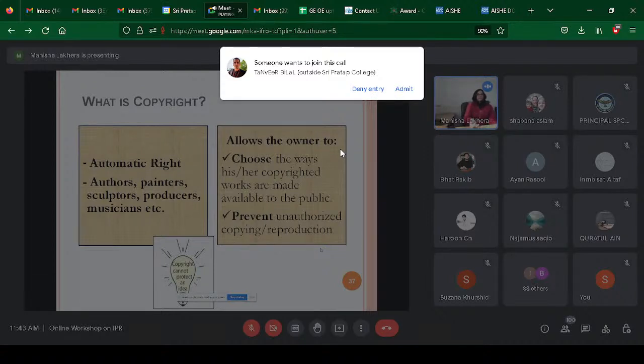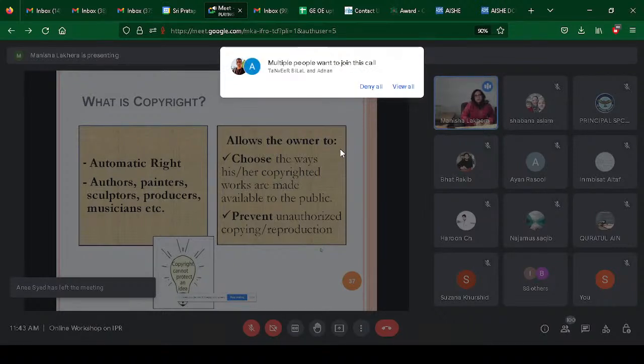Now authors, painters, sculptors, producers, musicians, they all can get their work copyrighted. This allows the owners to choose the way his or her copyrighted works are made available to the public. Now, the copyright cannot protect an idea; it can only protect its fixed form, its tangible form. So, if there is a movie which is based on some idea, and another producer or director wants to make a movie on the same idea, then that is very well allowed. It is not a copyright infringement. So an idea cannot be protected using copyright. Only the tangible form of it can be protected.